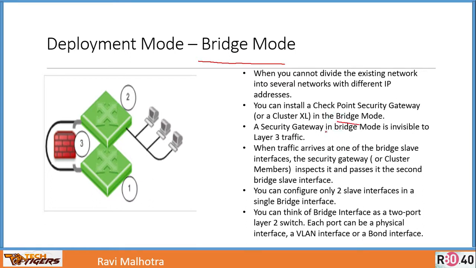A security gateway in bridge mode is invisible to layer 3 traffic. It has nothing to do with routing because routing does not make sense to it. It actually works like a switch. When traffic arrives at one of the bridge slave interfaces, the security gateway inspects it and passes it to the other bridge slave interface. You can configure only two slave interfaces in a bridge interface, and you can think of the bridge interface as a two-port layer 2 switch, right? And the port can either be physical or it can be logical, like a VLAN. So that's all that's happening over here.